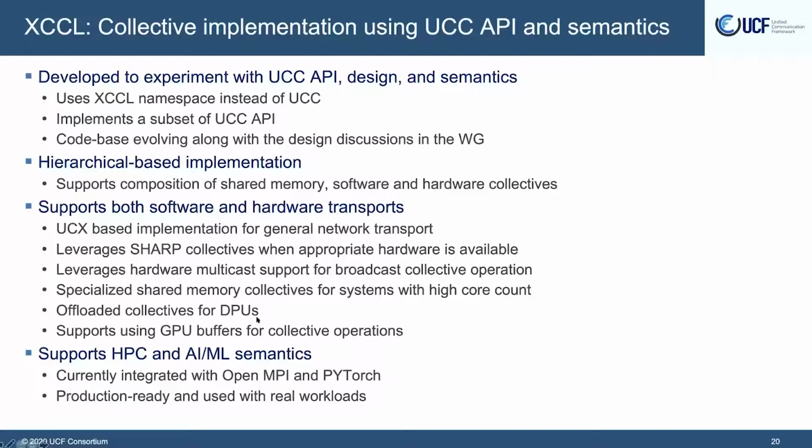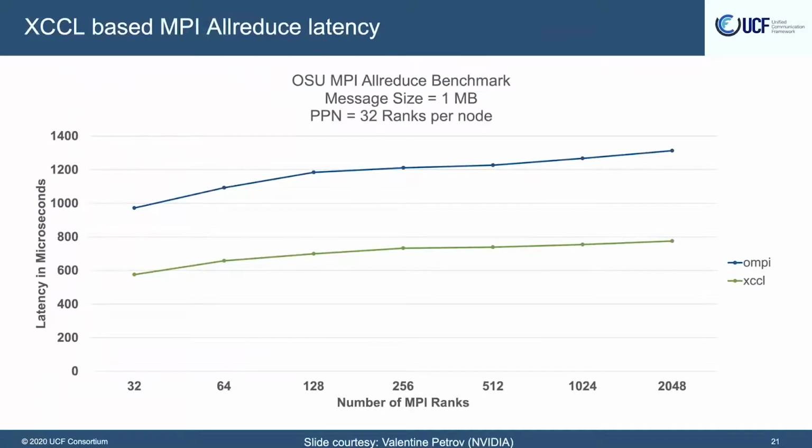We started to experiment with GPUs, and we have integration with OpenMPI and PyTorch, and it is reused. I just want to give a peek into the results. Even though we call it experimental, it's not really; the performance is as good as you can get.